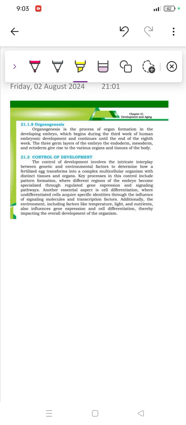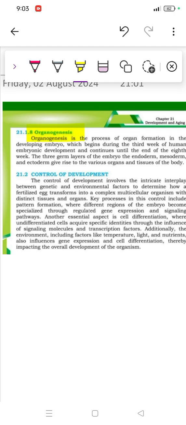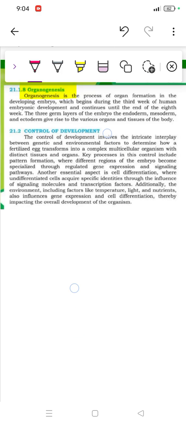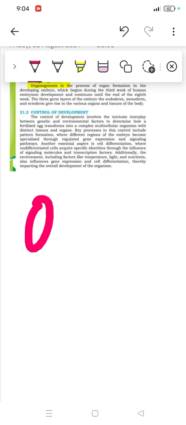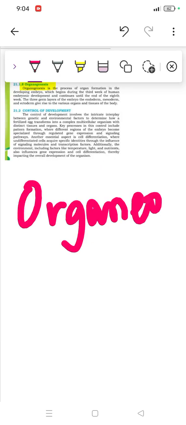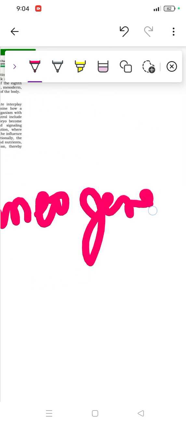So today we are going with another topic, which is about organogenesis. We'll start not from the basics. I'm literally tired of making the same picture again and again, so I'll simply write it if you're new. Otherwise, we have covered the reproduction chapter, then development and aging intro and everything.